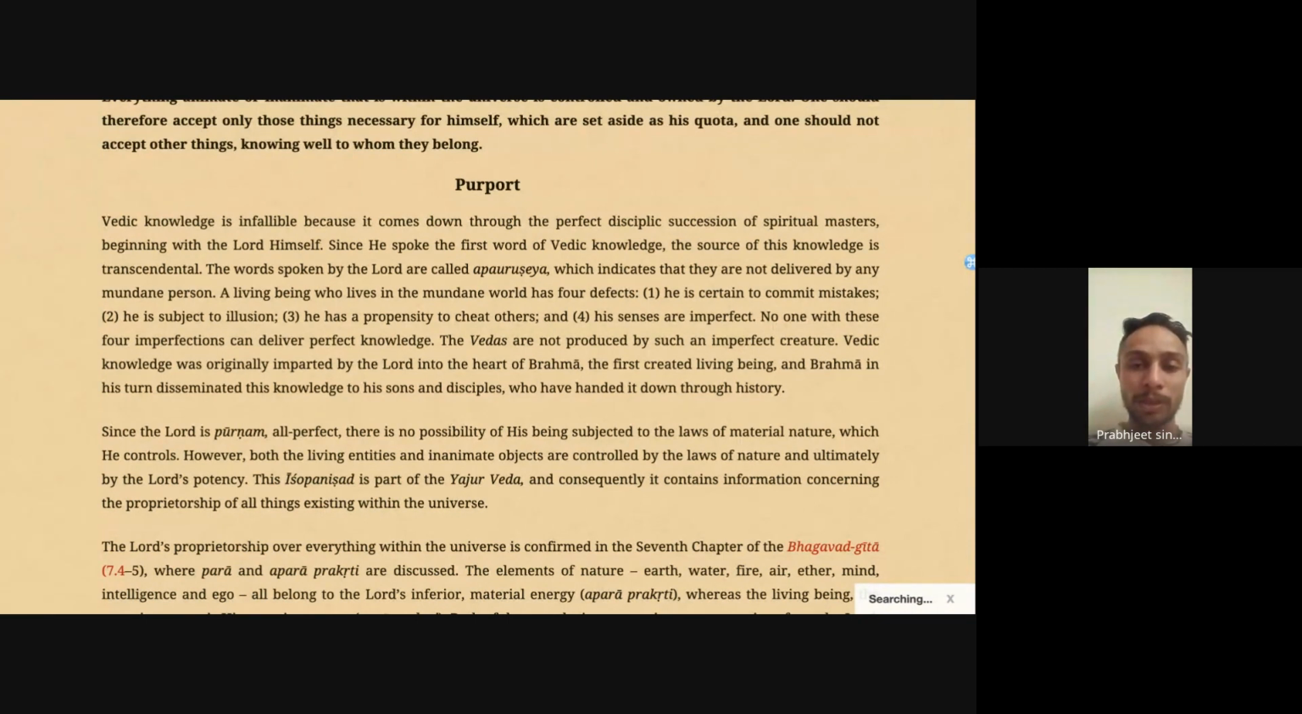A living being who lives in the mundane world has four defects. First, he is certain to commit mistakes. Second, he is subject to illusion. Third, he has a propensity to cheat others. And fourth, his senses are imperfect. No one with these four imperfections can deliver perfect knowledge. The Vedas are not produced by such an imperfect creature. Vedic knowledge was originally imparted by the Lord into the heart of Brahma, the first created living being, and Brahma in his turn imparted this knowledge to his sons and disciples who have handed it down through history. Hare Krishna.